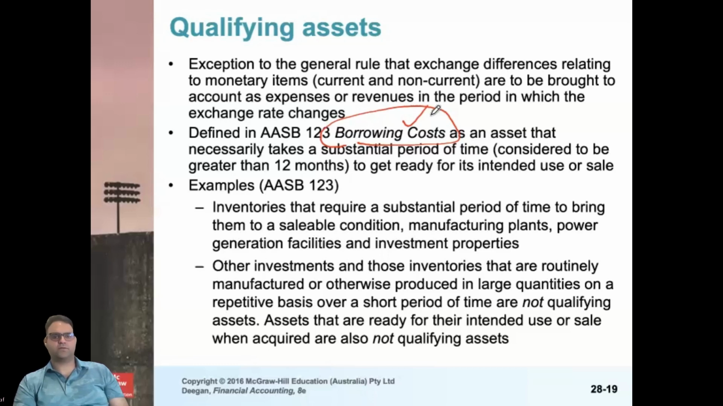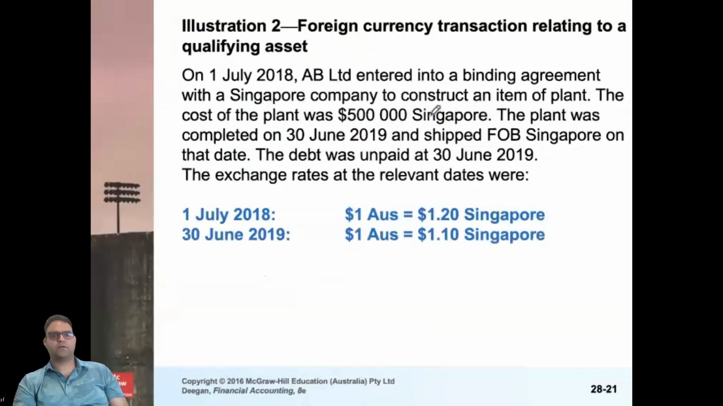Just like we did in the last question. So this is the question. They enter into a contract with some Singapore construction company. The amount is 500,000. 1 Aussie dollar at the start of July was 1.2, which will change to 1.1. So there is a reduction in Sing dollar. Now, what we need to do with this amount? Should we add it up in the profit and loss? Should we add it up in the cost of the asset?